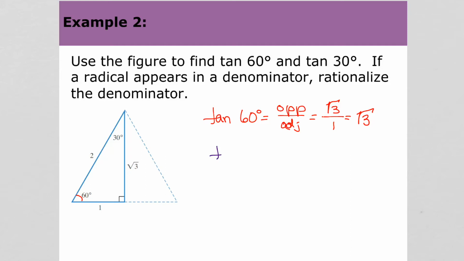And then the tangent of 30 degrees, opposite over adjacent again, but this time we're looking at this angle up here. So the opposite of the 30-degree angle is 1, and the adjacent is square root of 3. So that means the tangent of 30 degrees is the square root of 3 over 3.